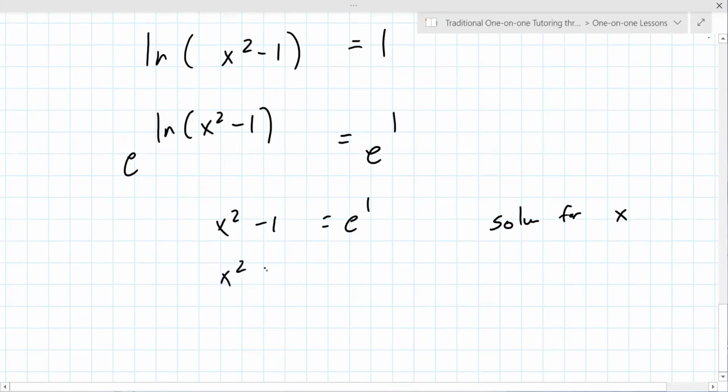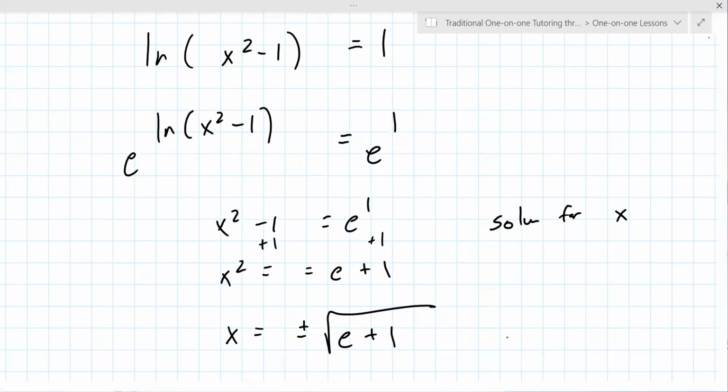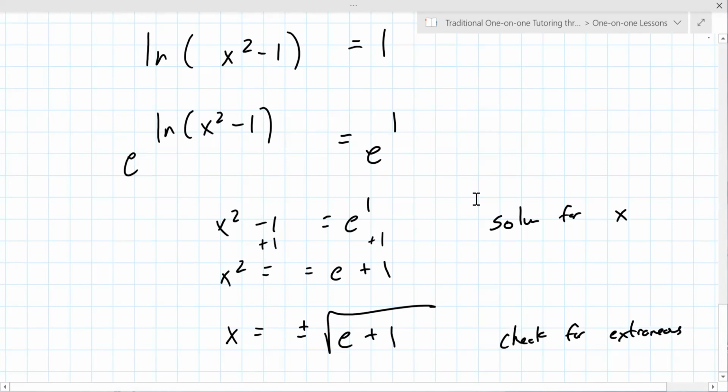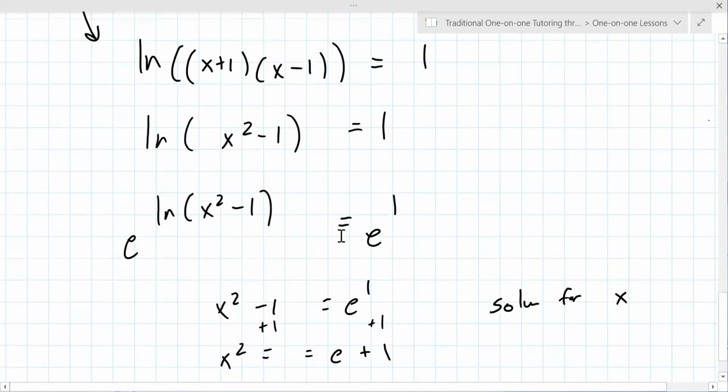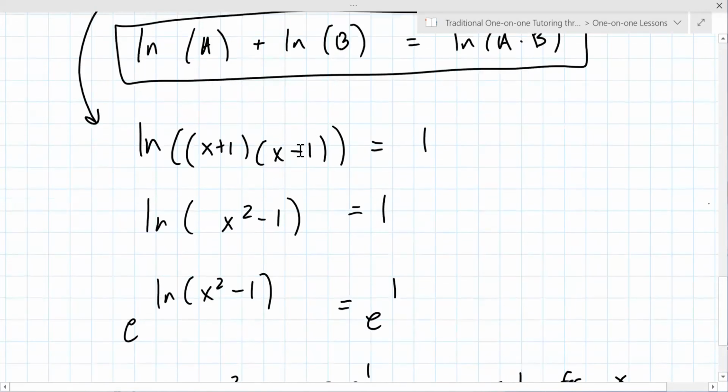You add 1 to both sides, so it's e plus 1. Then you take the square root of both sides, so x equals plus or minus the square root of e plus 1. So there's 2 solutions, but we have to check them. You have to check for extraneous solutions. Usually it's the negative one, but not because it's negative. It's because when you put it back in here, it becomes a negative number.